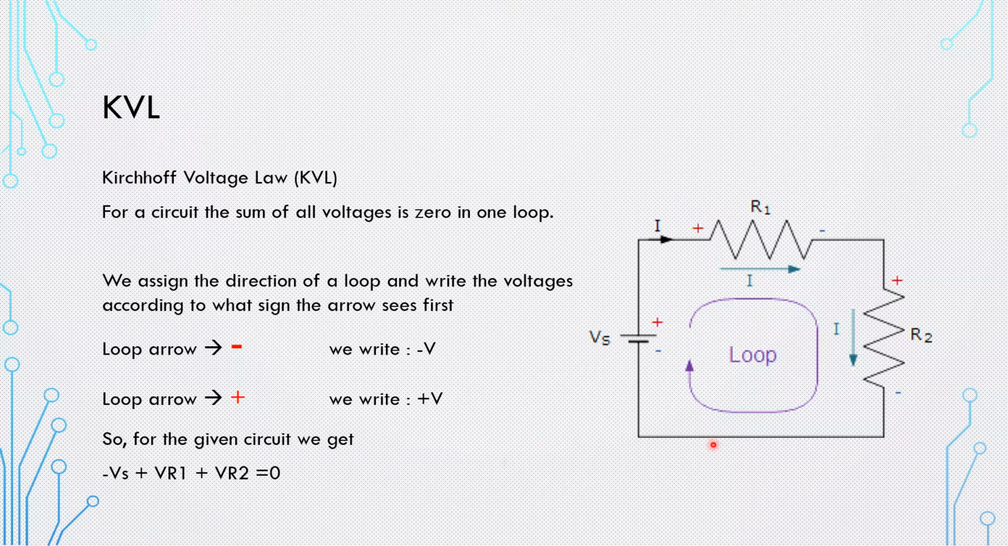So remember that I'm here only talking about voltage. I don't care about the resistor value. I don't care about the current. I'm only concerned about the voltage. For the second resistor, the third element, the first sign the loop direction is gonna see is positive. So then I'm gonna have positive VR2, and Kirchhoff said that the summation of these voltages is gonna equal 0. So this is basically how to apply Kirchhoff's law.